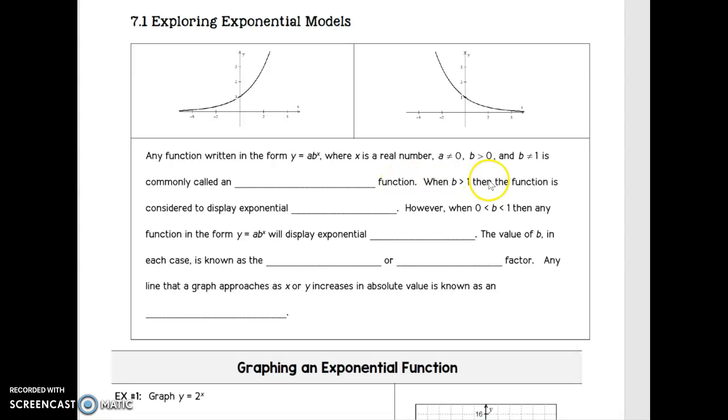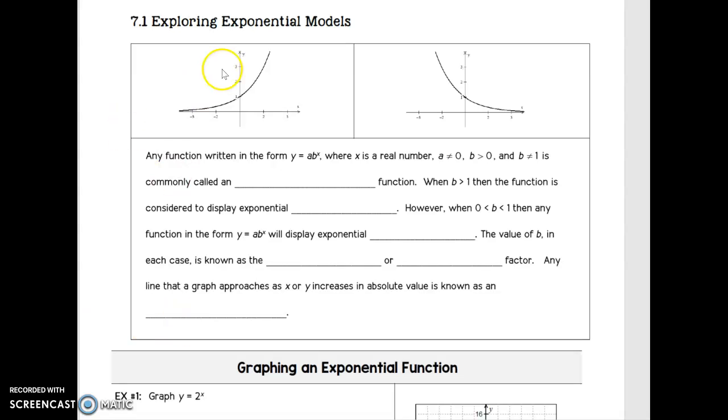When b is greater than 1, then the function is considered to display exponential growth. However, when b is less than 1, but greater than 0, so very important there, then any function in the form y equals ab^x will display exponential decay. The value of b in each case is known as the growth or decay factor. Any line that a graph approaches as x or y increases in absolute value is known as the asymptote.